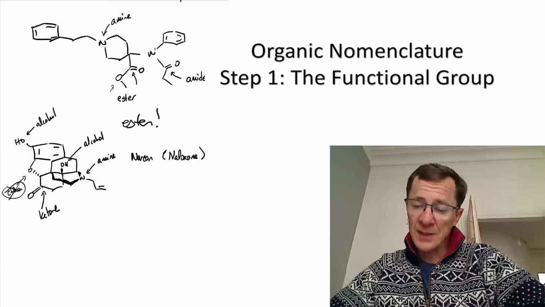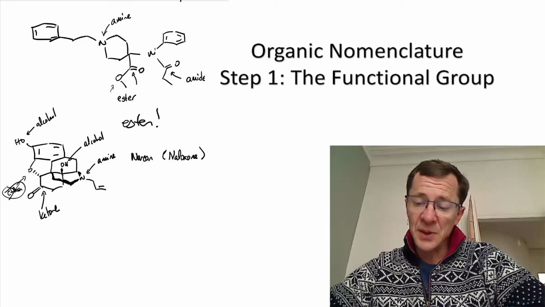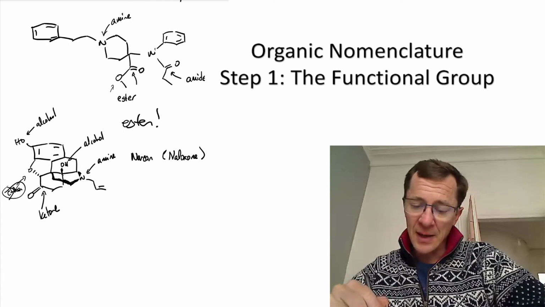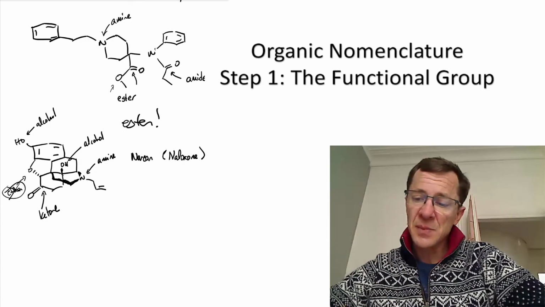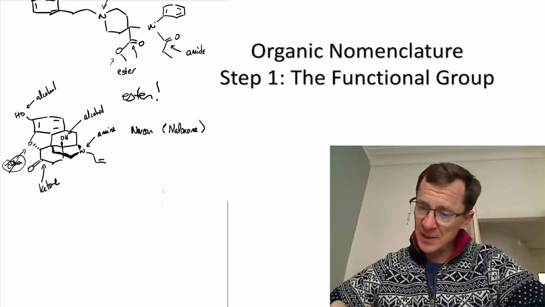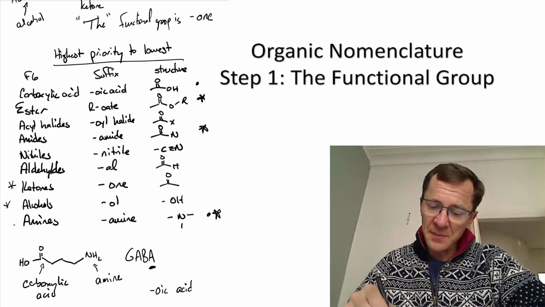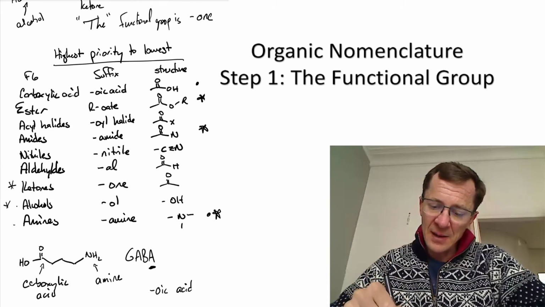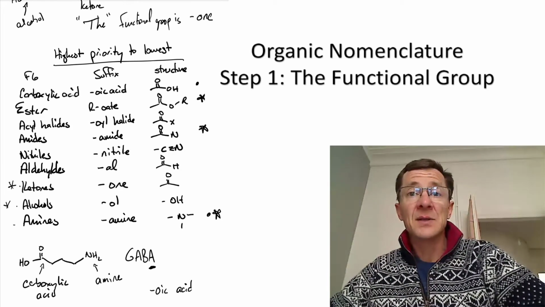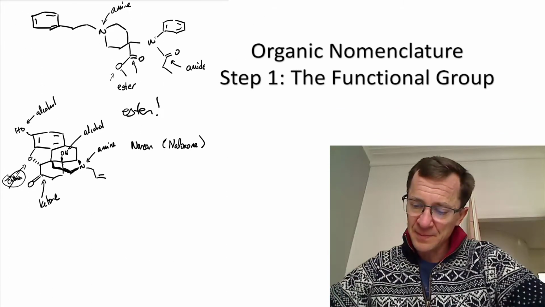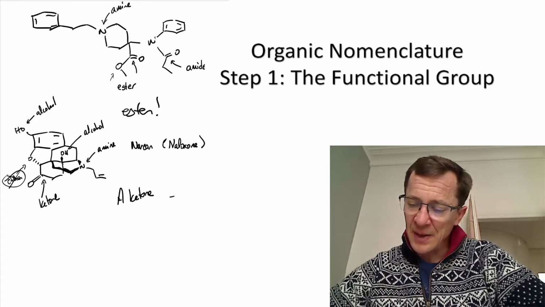If we look at our list, amines are at the bottom, alcohols are right above that, and ketones are just above that. Come on, list. Amines are at the bottom, alcohols are just above that, ketones are just above that. This guy wins as a ketone. And the end of its name would be -one.